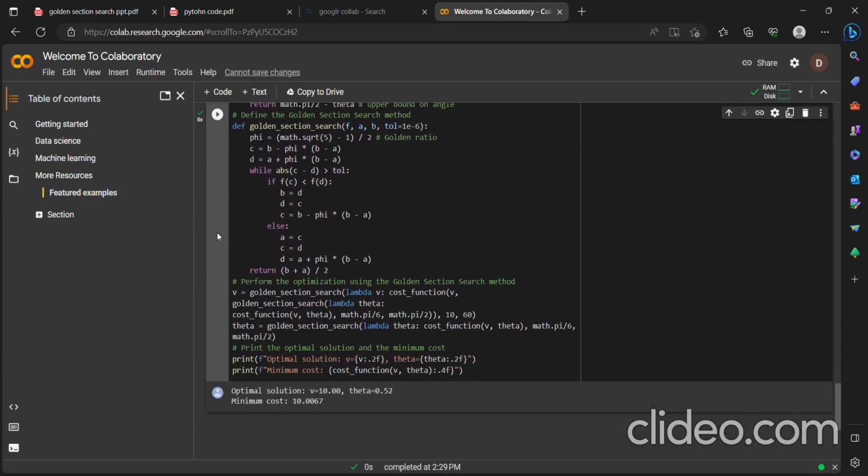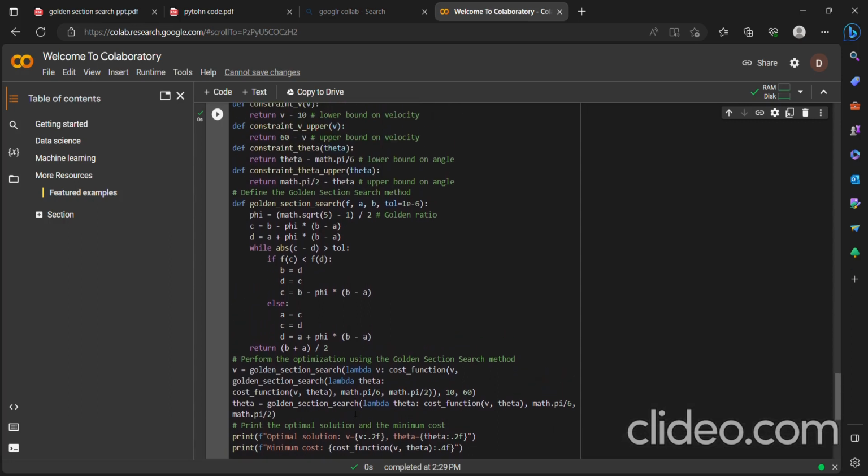You can check that the optimal solution is v = 10, theta = 0.5, and the minimum cost is equal to 10.